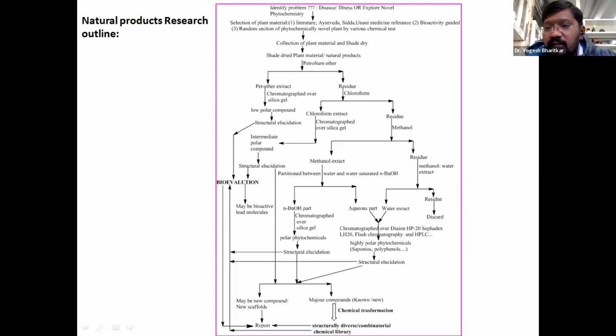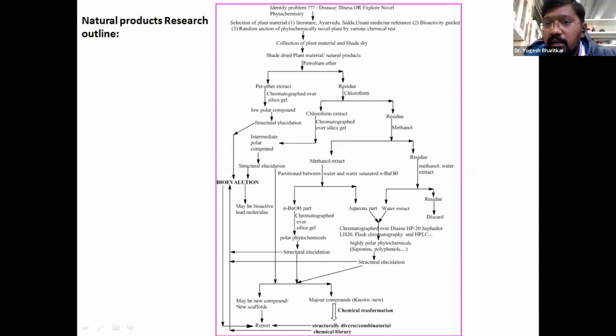When we work on natural products, first we have to identify the problem. That means why we work on the natural product, for which disease or illness, or whether we have to explore a new molecule for that problem. Then comes selection of plant material or microbes. There are three basic methods. First is the literature: Ayurveda, Siddha, Unani medicine. From their references, we can select the plant material or microbes.